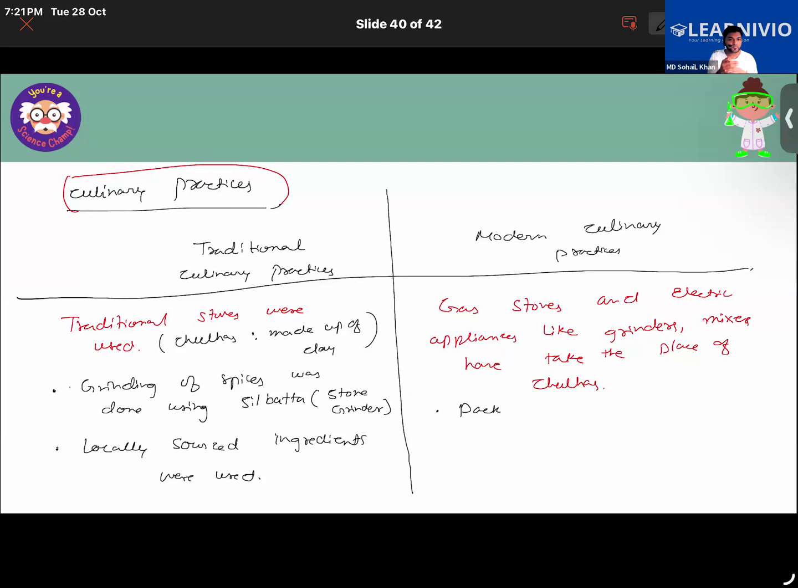These chemicals prevent the spoilage of the food, right? But the excessive use of chemical preservatives is bad for the health. Also, you will observe that people in the villages are more healthy.